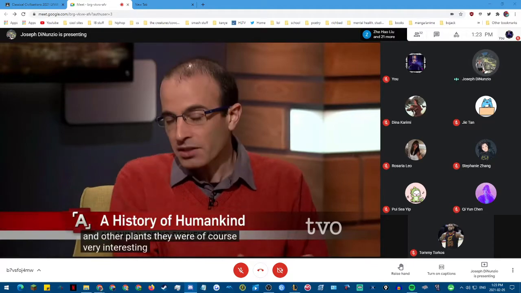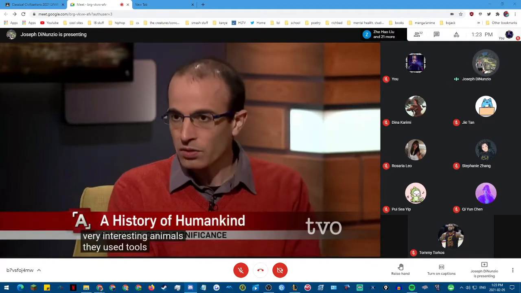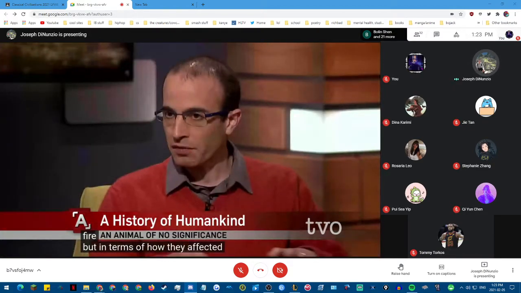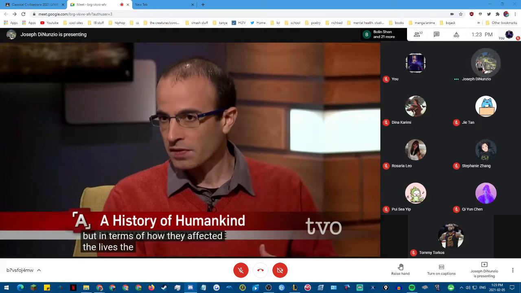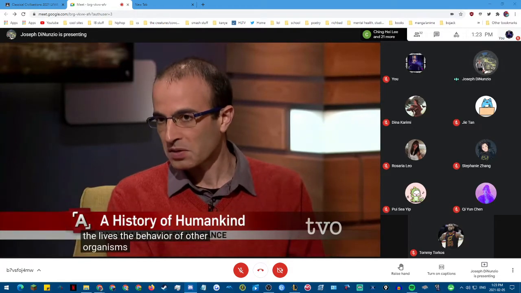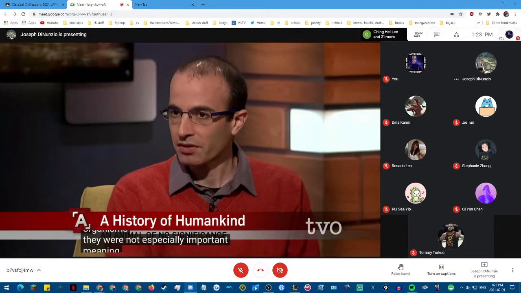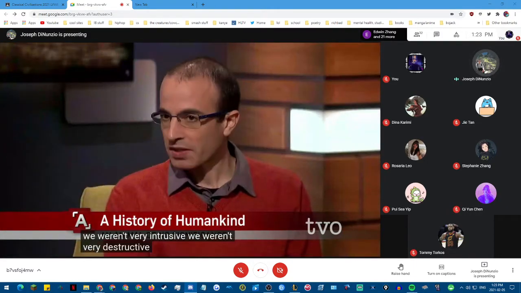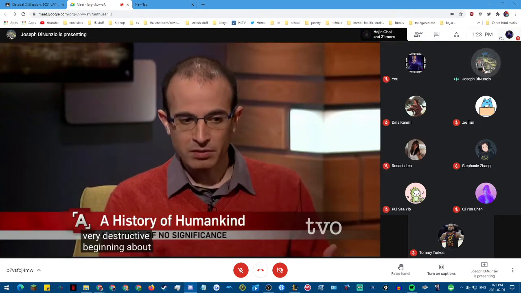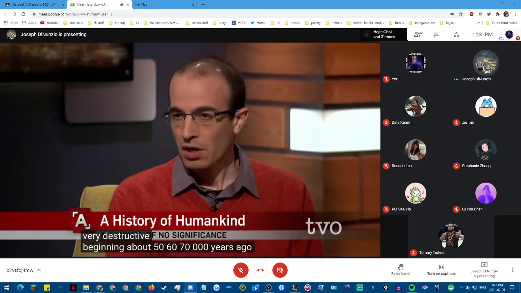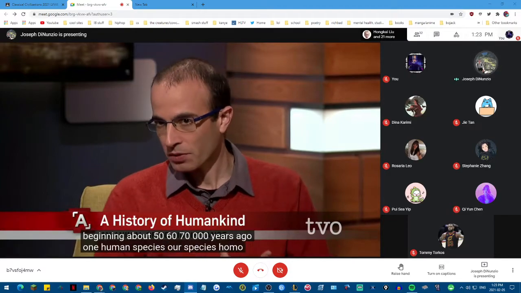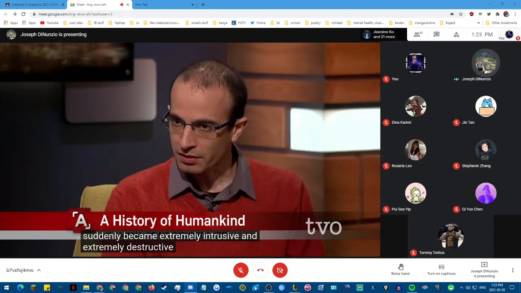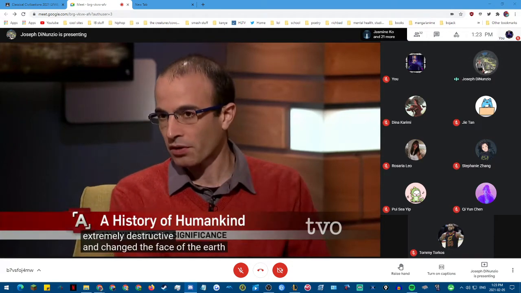They are, of course, very interesting animals. They used tools, they eventually used fire, but in terms of how they affected the lives and the behavior of other organisms, they were not especially important. Meaning we weren't very intrusive. We weren't very destructive. Beginning about 50, 60, 70,000 years ago, one human species, our species, Homo sapiens, suddenly became extremely intrusive and extremely destructive and changed the face of the earth completely.